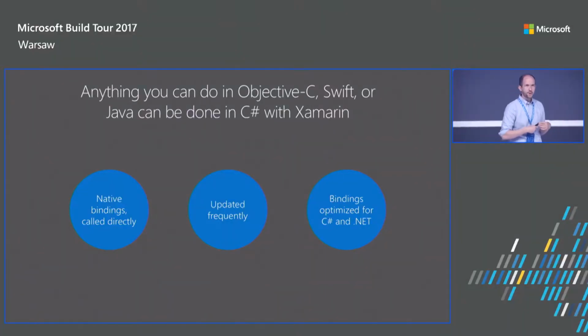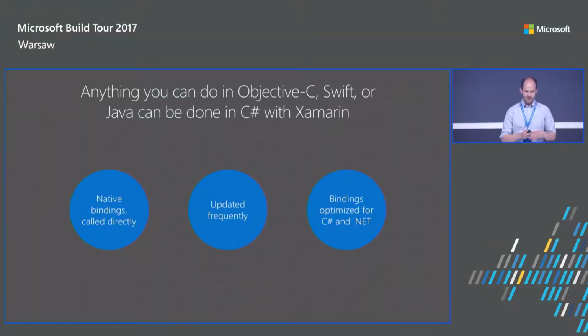Now, anything you can do in Objective-C, Swift, or Java can also be done in C# with Xamarin. That's because we natively bind to the native APIs using something similar to P/Invoke, if you've ever used that before. And this is way better than using wrappers, as it allows the Xamarin team to be super responsive when they're updating their libraries. Every time there's a new OS release from Android or iOS, the Xamarin team pride themselves on turning around and updating Xamarin within a couple of days. So you always have access to the latest things. They also make sure that the bindings they provide have been optimized for C# and .NET to help with your productivity.